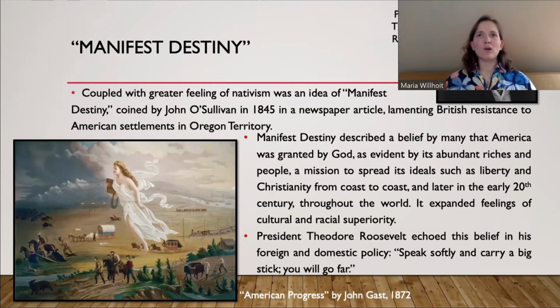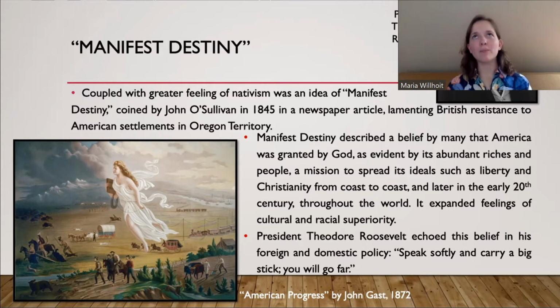So anyway, we have this birth in industry. We have these waves of immigration. And one of the reasons why we have this support and movement for the West, but also for railroads and transportation, we have this idea of manifest destiny. Manifest destiny is actually a term. It was coined by a man named John O'Sullivan in 1845.